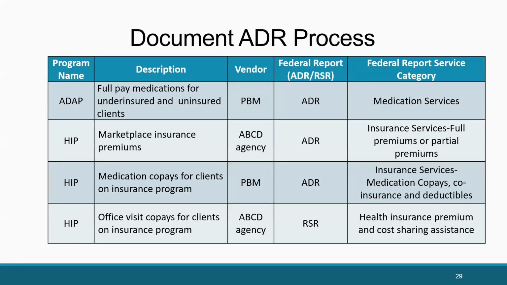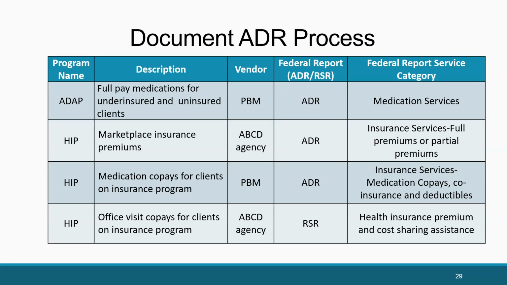And I'm going to walk through a quick example. So here's an ADAP, and I'm using the federal term. So the AIDS Drug Assistance Program is everything that is done within ADAP. They actually, though, in this local program, have two individual programs. They call one ADAP, which is just what they call their full pay medication program. And they have another program they call their health insurance program, or HIP. And this program includes insurance premium assistance for private health insurance plans, as well as medication and office visit copays. And the office visit copays are paid for by Ryan White Part B, not ADAP. And those are for clients for whom they are paying their full or partial insurance premium.